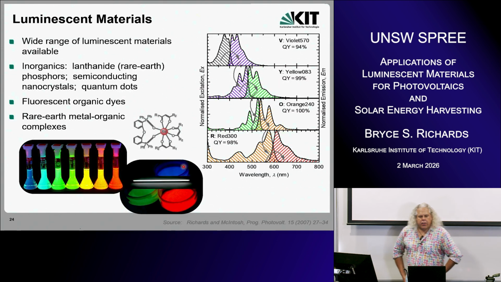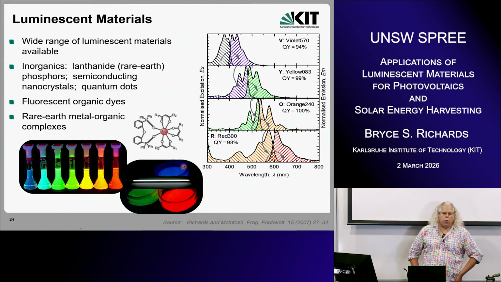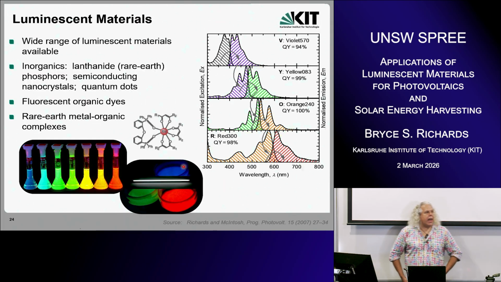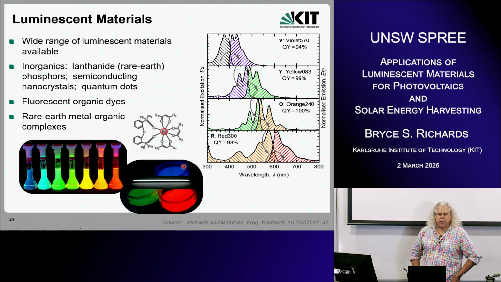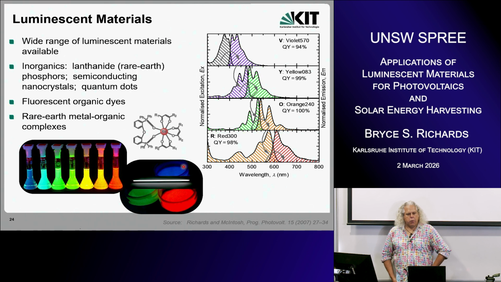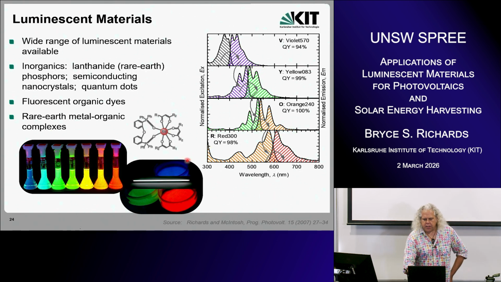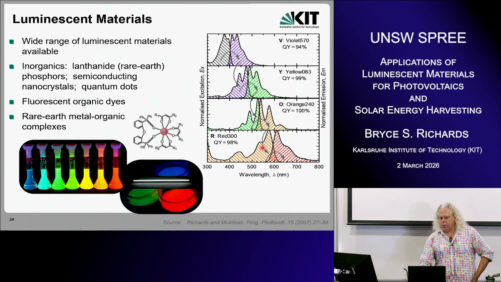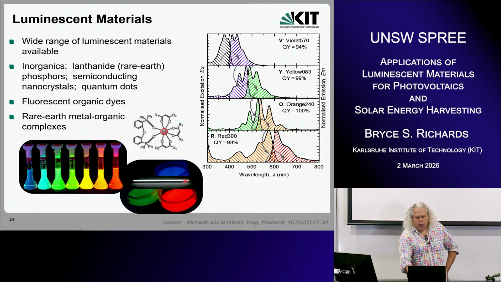So luminescent materials, this is a very general slide. What some of the materials I'm going to be talking about today. There's a wide range of them available. Mostly I'm going to be talking to you about lanthanide or rare earth based phosphors. Other options in the inorganic world include semiconducting nanocrystals and quantum dots. Occasionally we use fluorescent organic dyes. These we're not making. These we are buying commercially. You can see some of these on the right, some of their optical properties for absorption and emission. These are the phosphors down below here.